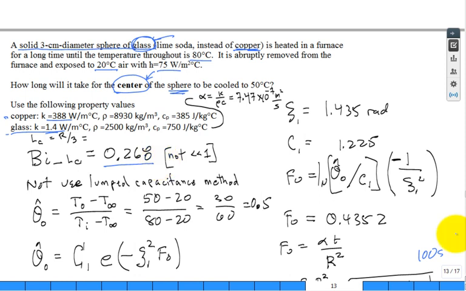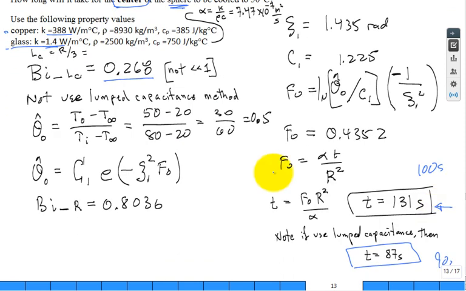All right, so now what do we do? You want to use the whole series solution technique. You calculate the theta hat or theta asterisk at the center line, which is going to be 0.5. You assume that the Fourier number is greater than 0.2 to use only the first term. And you calculate the Biot number. Notice when I use that table, I only use R, not L sub C, which is different by a half.